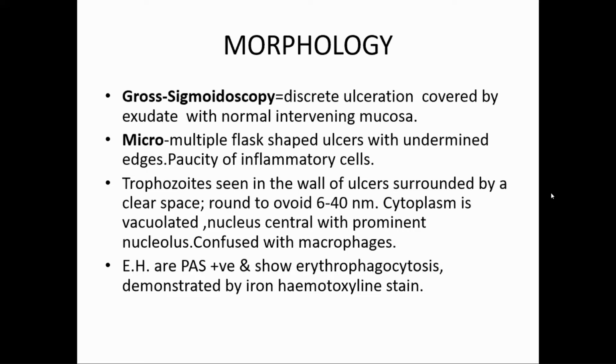So erythrophagocytosis is there, and they are confused with macrophages. The special stains for Entamoeba histolytica are PAS stain and iron hematoxylin stain. So this is the morphology. I told you the pathogenesis. I told you the site of infection and also the route of infection, that is oral, and the cause of infection, that is the cyst of Entamoeba histolytica.